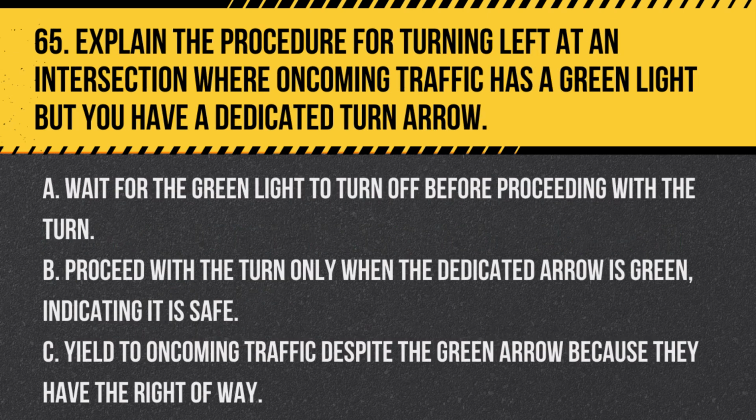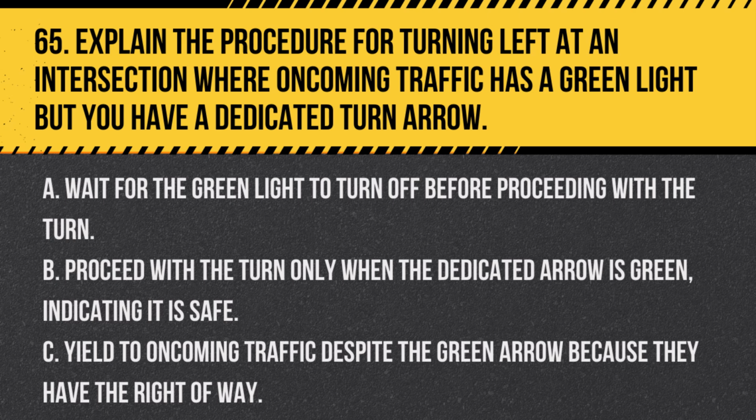Question 65. Explain the procedure for turning left at an intersection where oncoming traffic has a green light, but you have a dedicated turn arrow. A. Wait for the green light to turn off before proceeding with the turn. B.